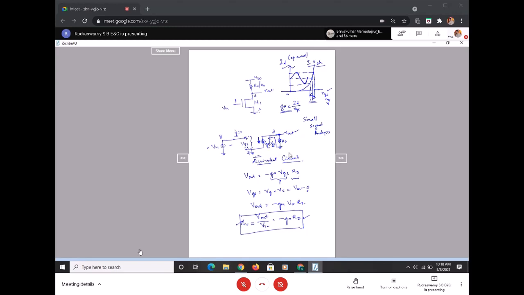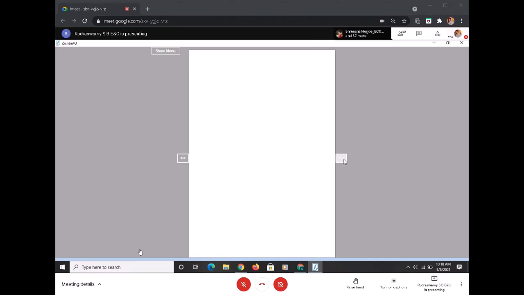Yes, that's what we'll try to do. Let me write that common source amplifier once again. This is my M2, this is VDD. Source, gate, drain. This is shorted and grounded. Source, gate, drain, Vin, M1. This is my V out. This is what I have.